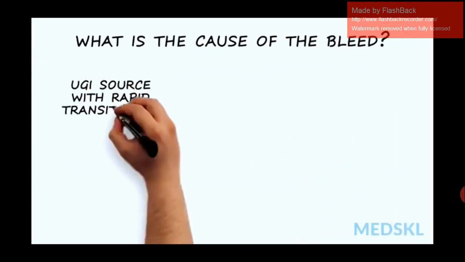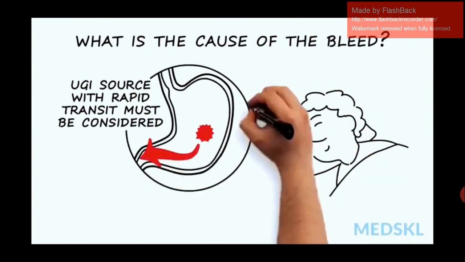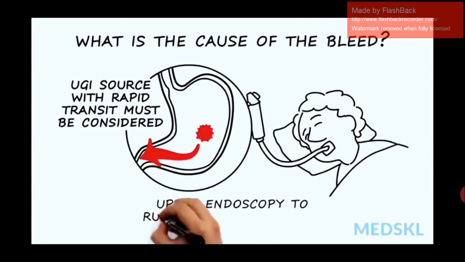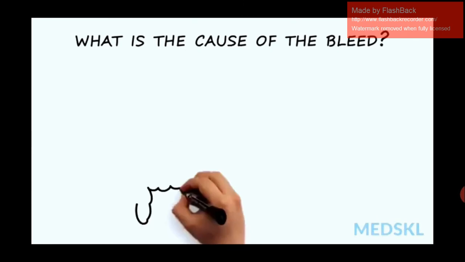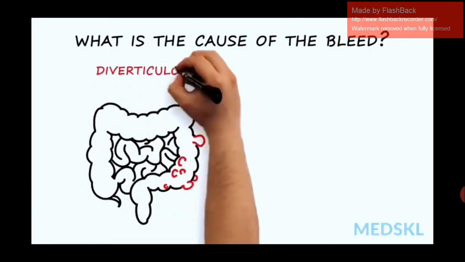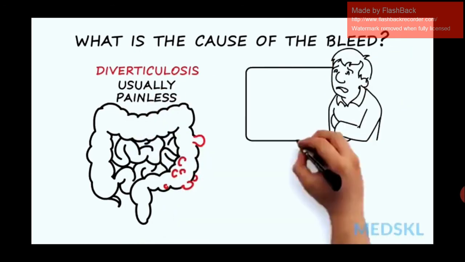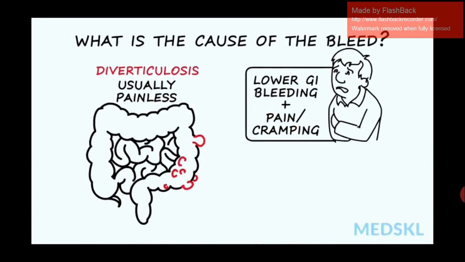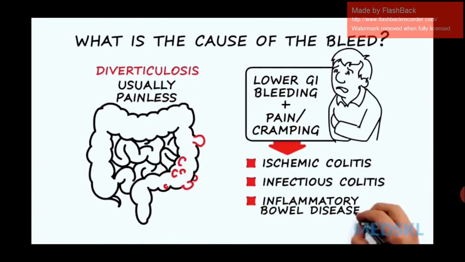Once stable, establish the cause of the bleed. An upper GI source with rapid transit must be considered. An upper endoscopy is often indicated to rule out an upper GI source in the face of hemodynamic instability. Up to half of cases of lower GI bleeding are caused by diverticulosis. Diverticulosis is usually painless. Causes of lower GI bleeding associated with pain and cramping include ischemic colitis, infectious colitis, and inflammatory bowel disease.